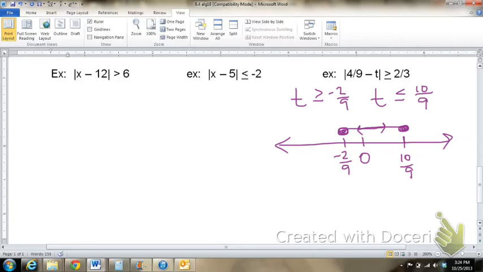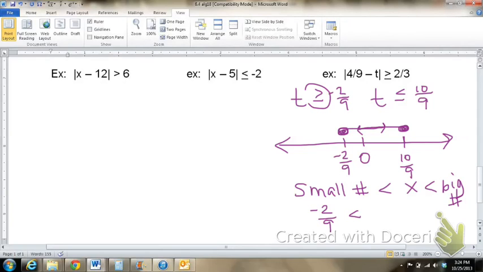Okay, because my arrows face each other, I need to write this as a compound inequality. And you're always going to put small number, less than x, less than big number. And you'll include the equal to if you need to. So the smaller of my two numbers is -2/9. Less than, now this had a line underneath it, so I'm going to put a line. My variable was t. But the same symbol, this one also had a line underneath it, and your bigger number.